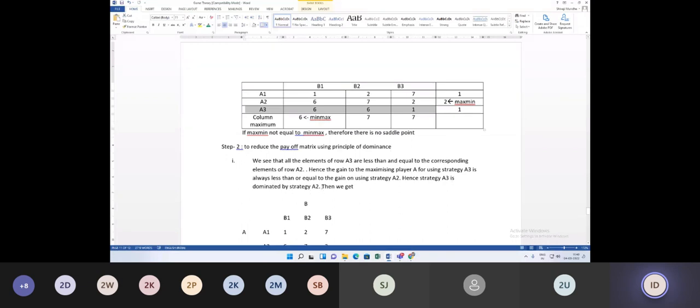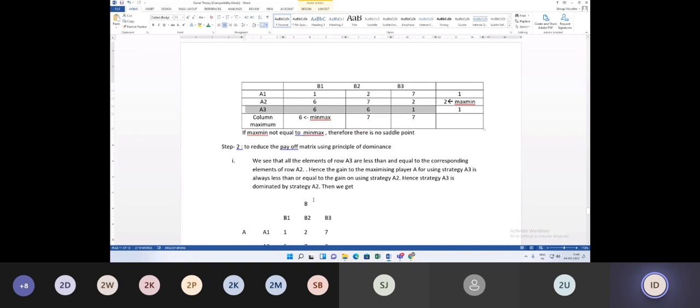That is why A2 is dominating A3. Whatever solution we get with A2 is always greater than A3, because the values are larger. Therefore, strategy A3 is dominated by strategy A2. Then we get A1 and A2.